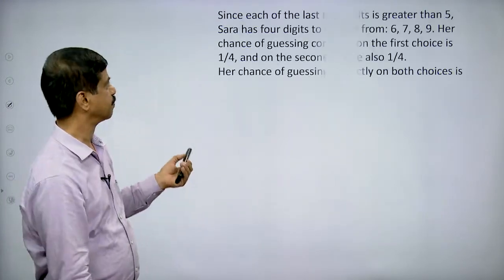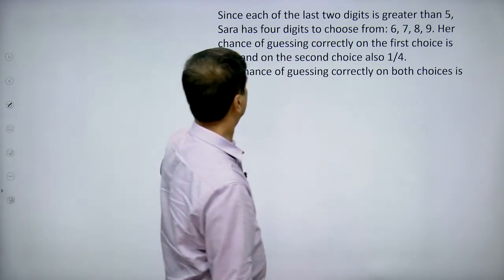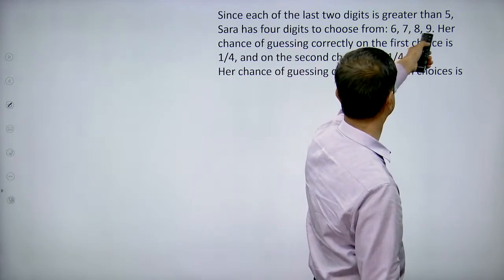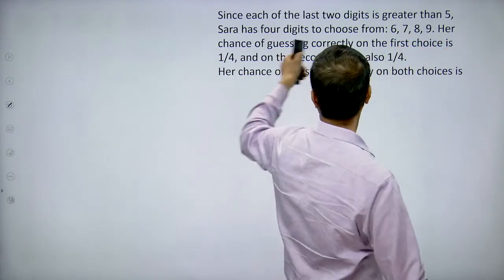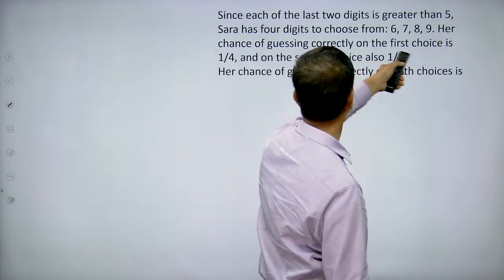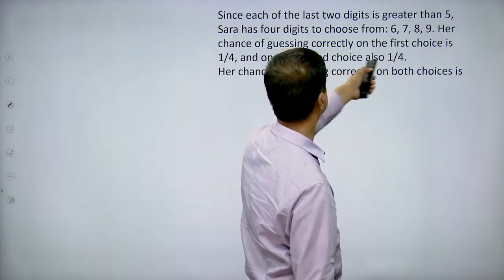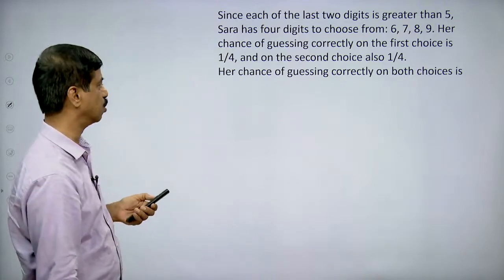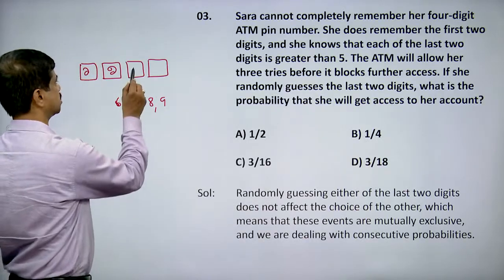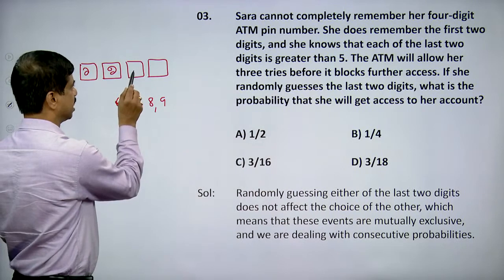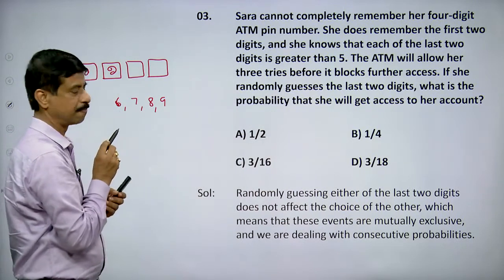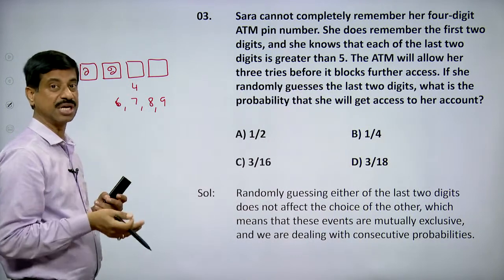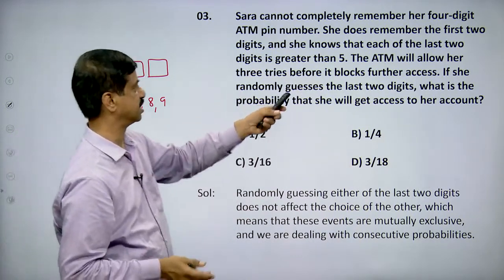We can only fill with 6, 7, 8, 9. So now, each of the last digit is greater than 5, means we all discussed 6, 7, 8, 9 can be the numbers. Her chance of guessing correctly on the first choice is 1/4 and in the second choice 1/4, means repetition is allowed. Repetition is allowed, children. Means if I put 6 here, how many numbers can I fill this box? 4 numbers, 6, 7, 8, 9. Okay. Now repetition is allowed according to the process. He did not mention it here.